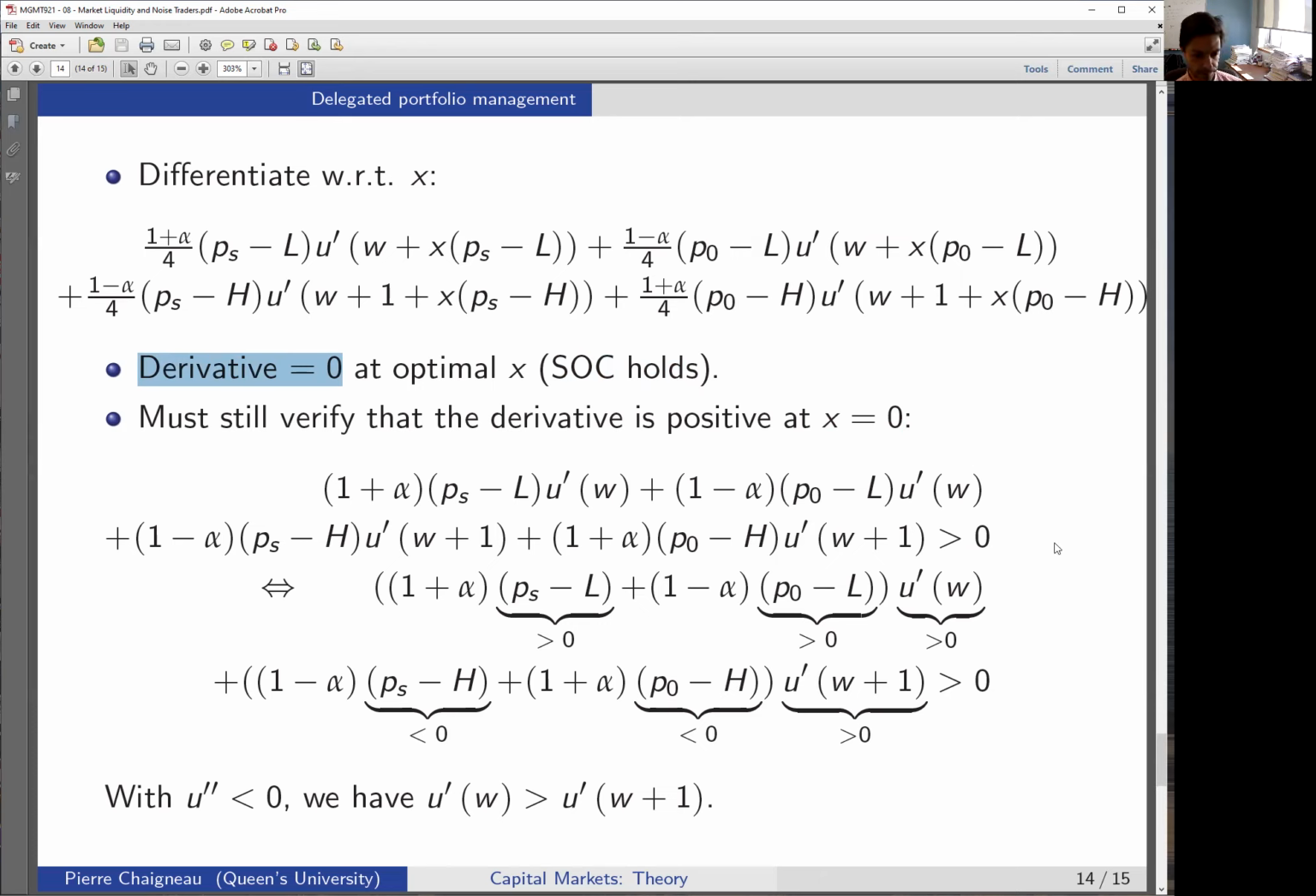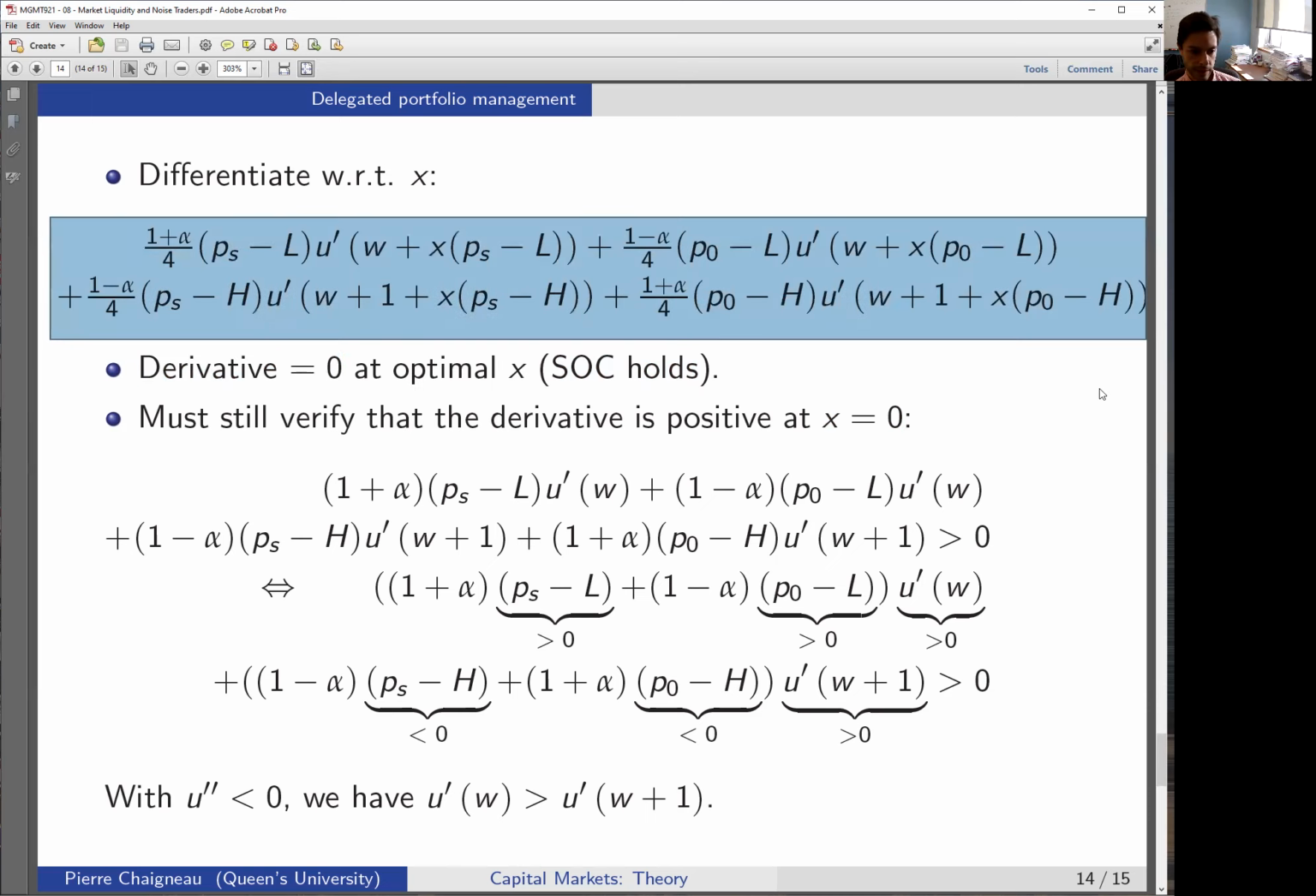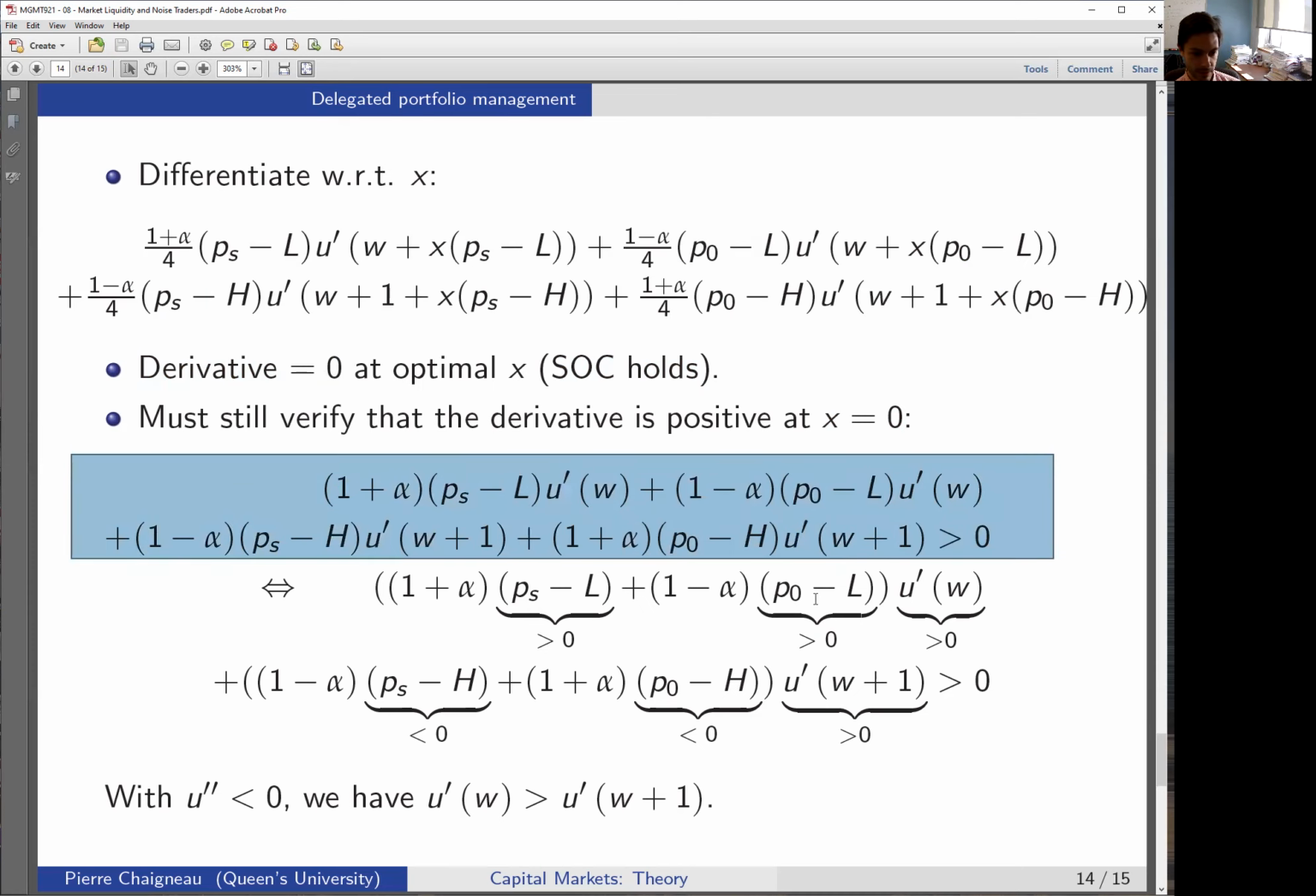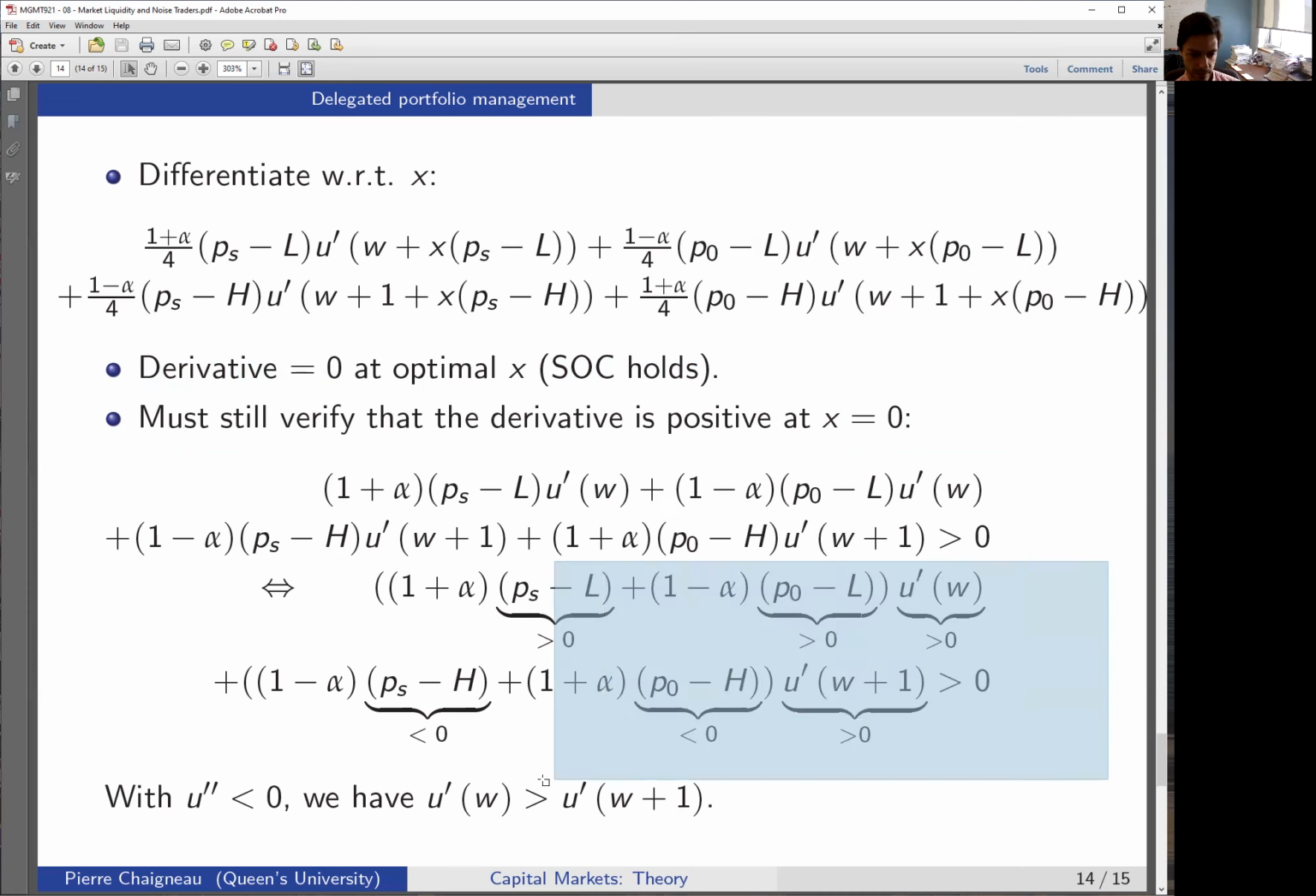Okay, so when is that the case? So now we evaluate this derivative at X equal to 0. Again, it's pretty simple. It's just a big expression, right? So we find that it's equal to this. And if we rewrite a bit, we find that it's equal to that. And is this the case? Is this expression positive? And the answer will be yes. Why is that? Because here we use the fact that U prime of W is greater than U prime of W plus 1 because the agent is risk averse.